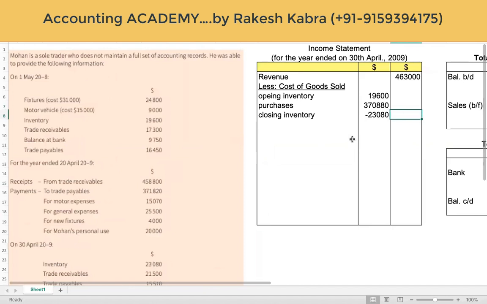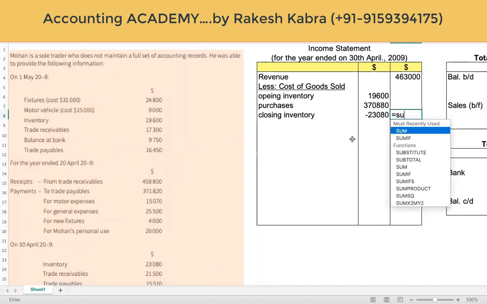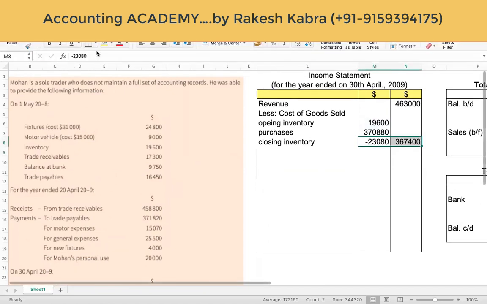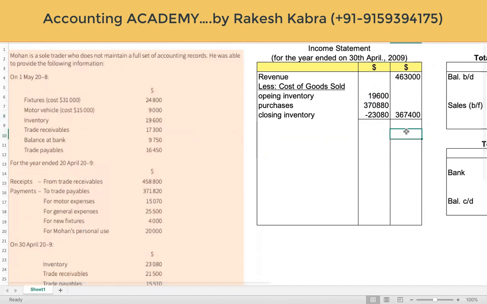Understood? Now see what will be the amount of cost of goods sold. Opening inventory plus purchases minus closing inventory. So this is the amount of cost of goods sold we got. Now what will be the gross profit? Sales minus this cost of goods sold. So we got the amount of gross profit.